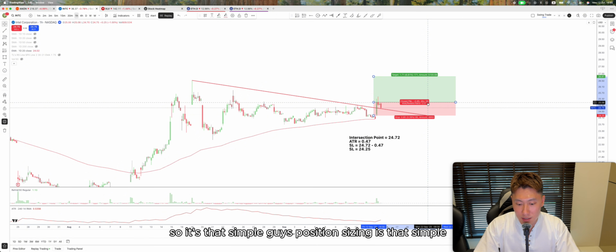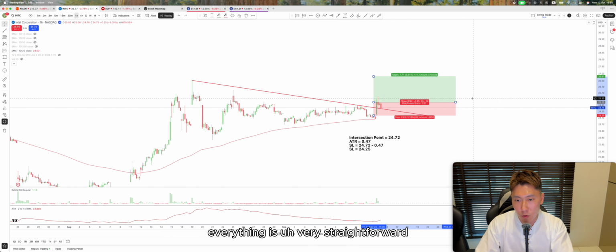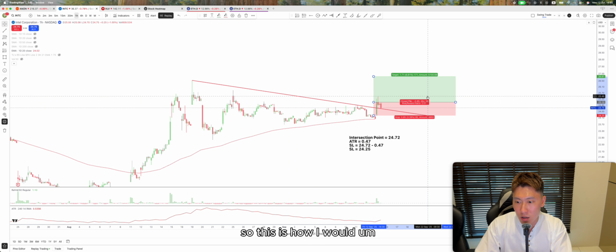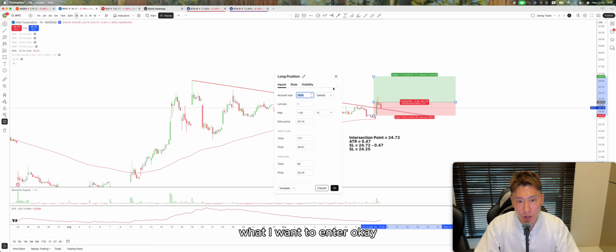So it's that simple, guys. Position sizing is that simple. It's not super complicated. Everything is very straightforward. So this is how I would increase or decrease my position sizing based on what I want to enter.